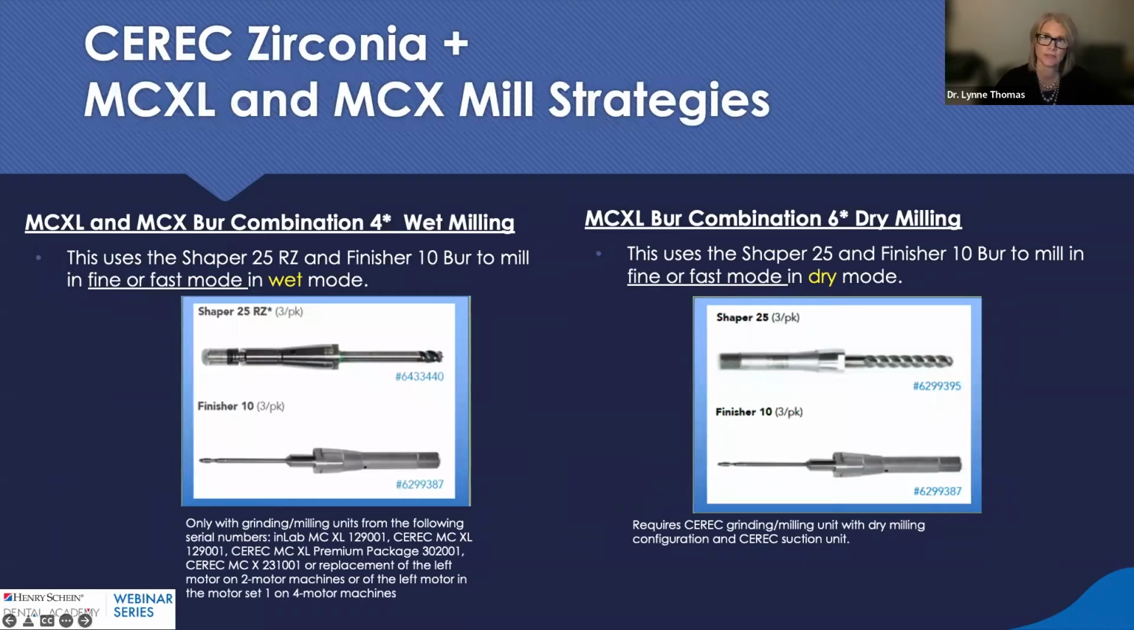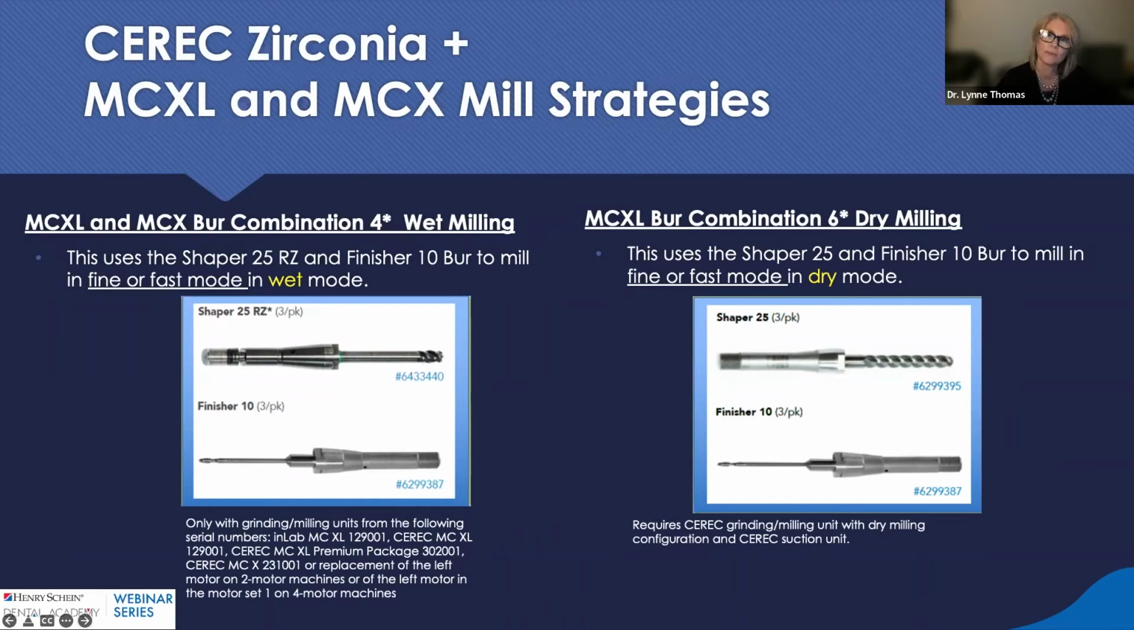If you're not using a Primemill and you have an MCXL or MCX, you can do that wet milling, as I mentioned, and the burrs on the left are the burrs that you're going to want to have for that. If you are using an MCXL and you have the capability to do dry milling, meaning that you have a vacuum, these are the burrs that you are going to want to put into that milling unit.